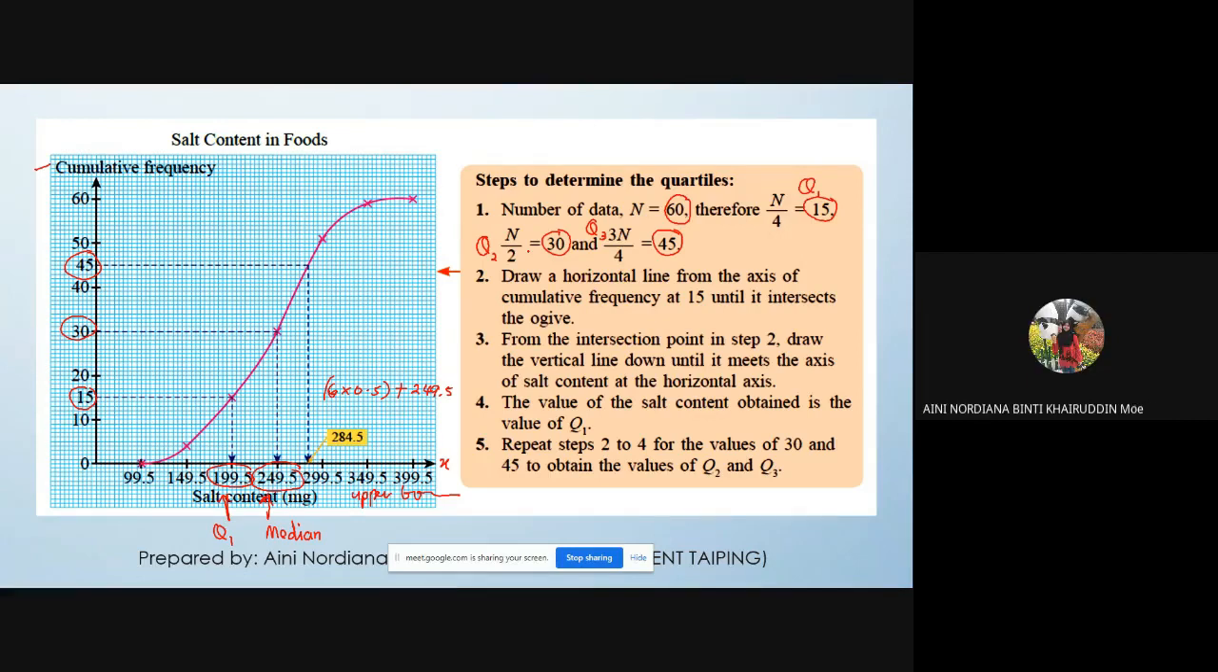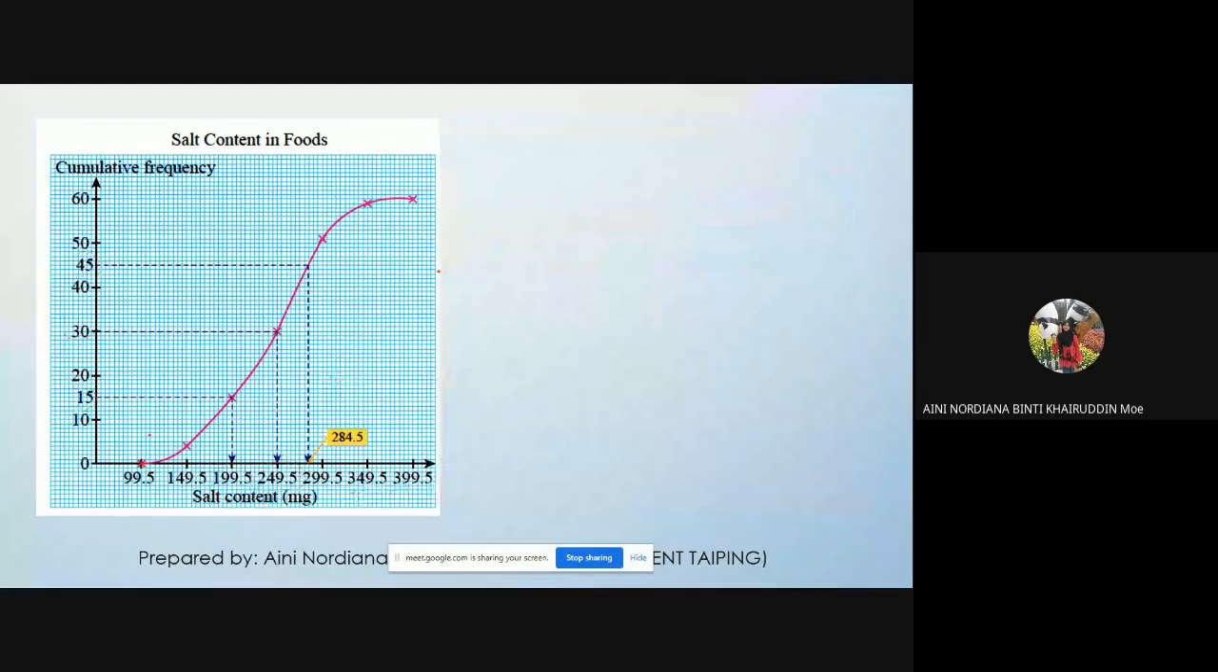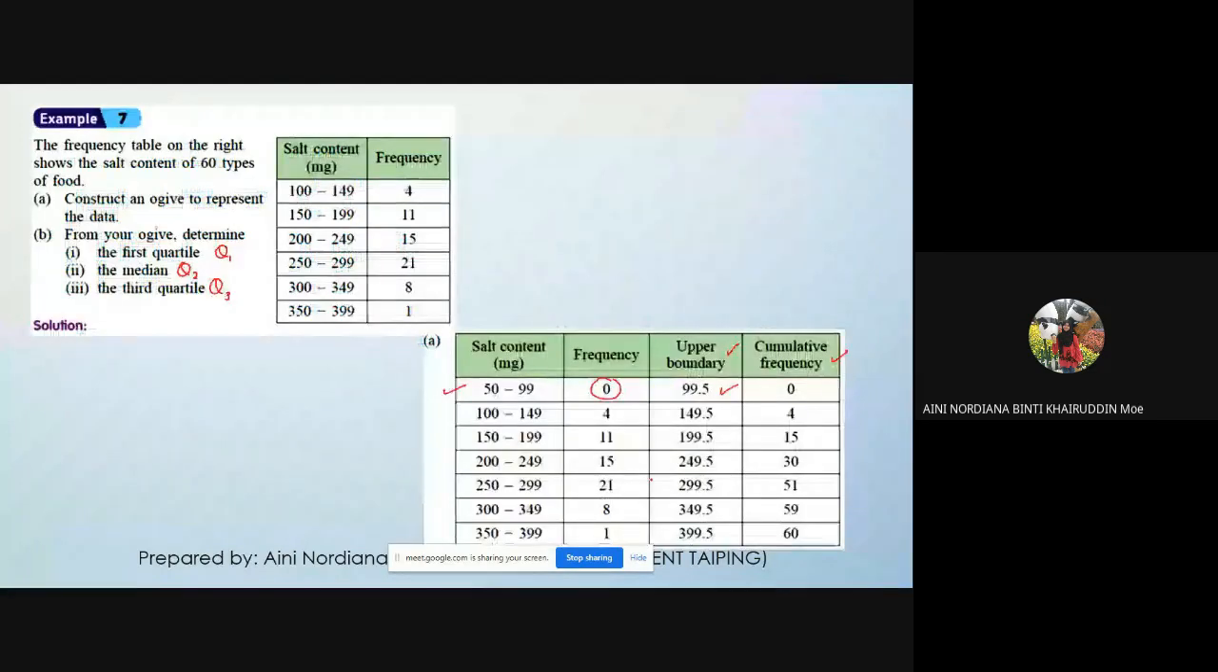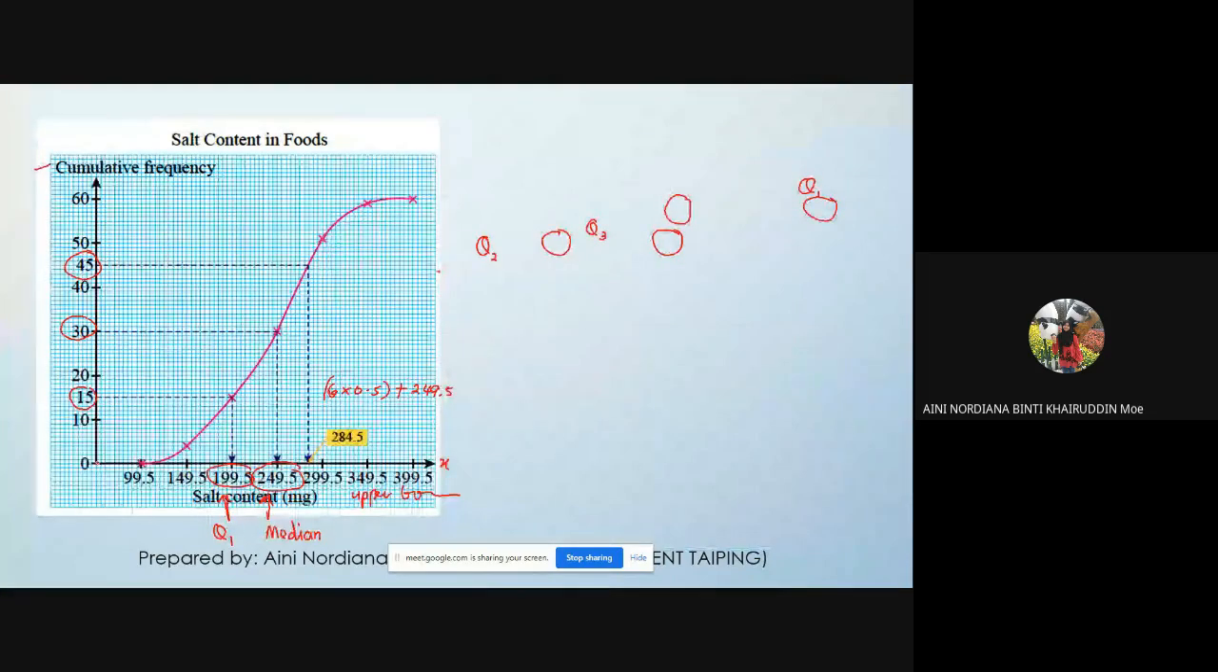Teacher, how do we mark the x-axis? X-axis, okay. You can leave a space of one big box here. Then you start with the first upper boundary from your table just now. Okay, this one. The first upper boundary that you added yourself with zero frequency. So it must start with zero. Don't start here. But actually starting here is also possible. That means you start with 99.5 here. So you will get the graph like this.